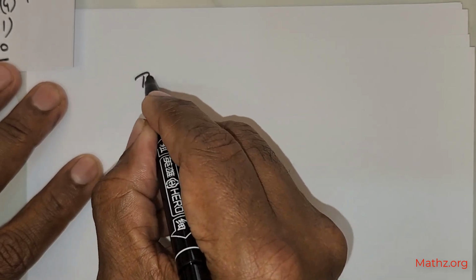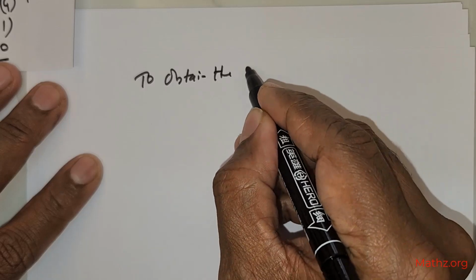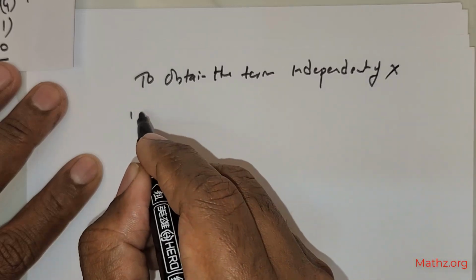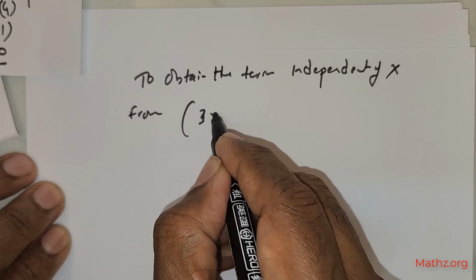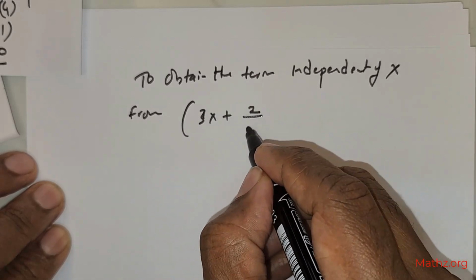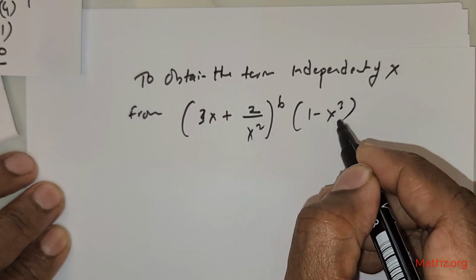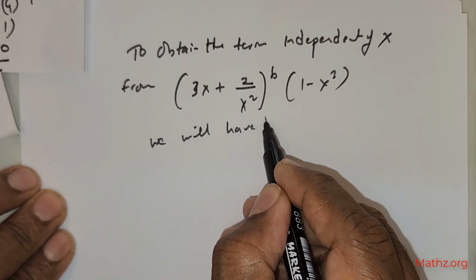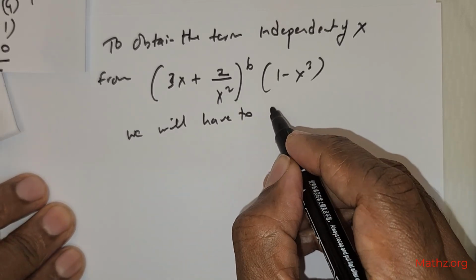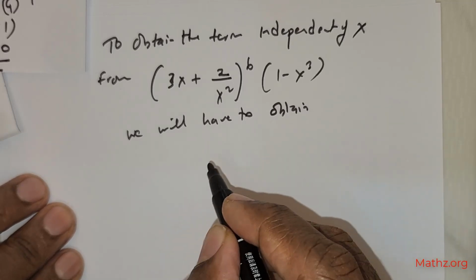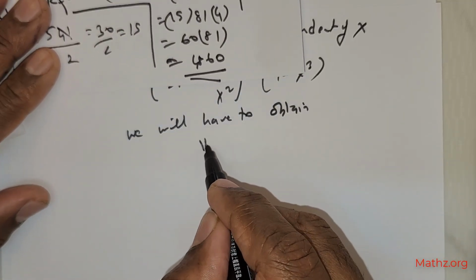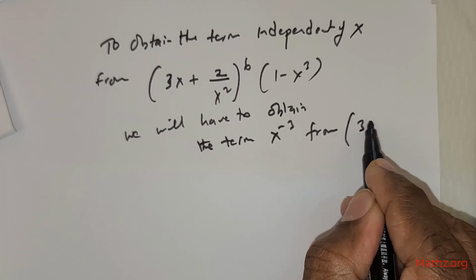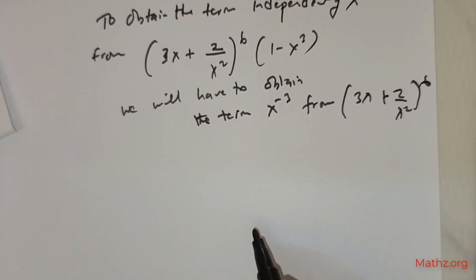So to obtain the term independent of x from (3x + 2/x²) raised to the power of 6 times (1 − x) to the power of 3, we will have to obtain the term x raised to the power of negative 3 from (3x + 2/x²) raised to the power of 6.